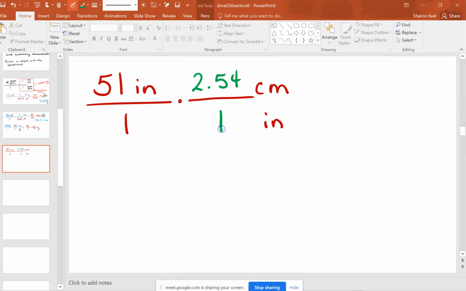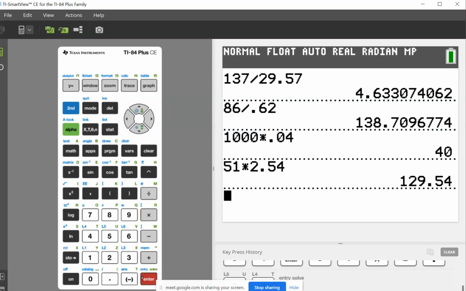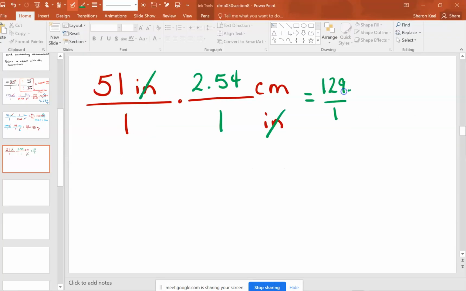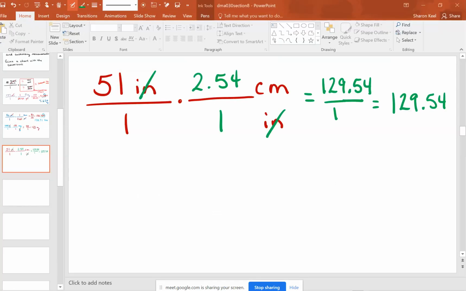2.54 centimeters is 1 inch. The inch and the inch cancel out. 1 times 1 is just 1. I'm going to do 51 times 2.54. And that gives me 129.54. That divided by 1 is still 129.54. I'm going to look and see if they wanted me to round. It says round to 2 decimal places. And this problem only went 2 decimal places. So all I need to do now is just add centimeters there at the end.